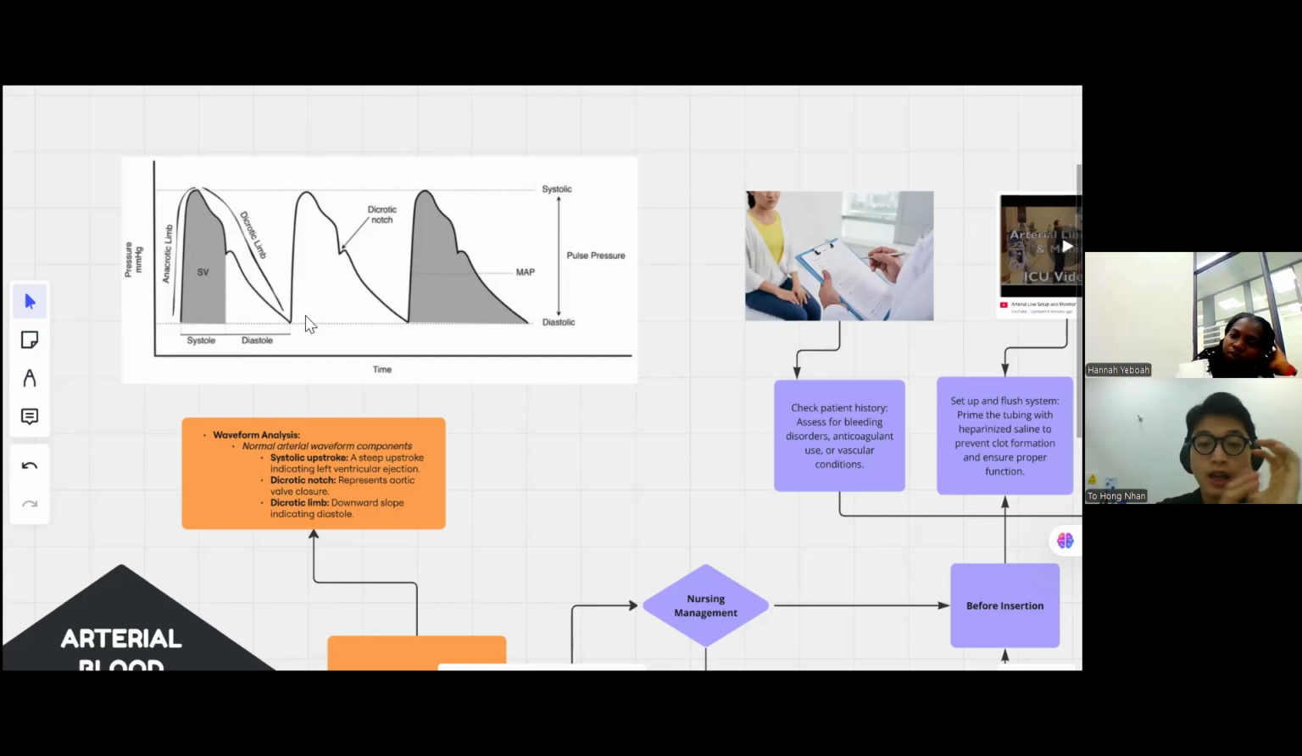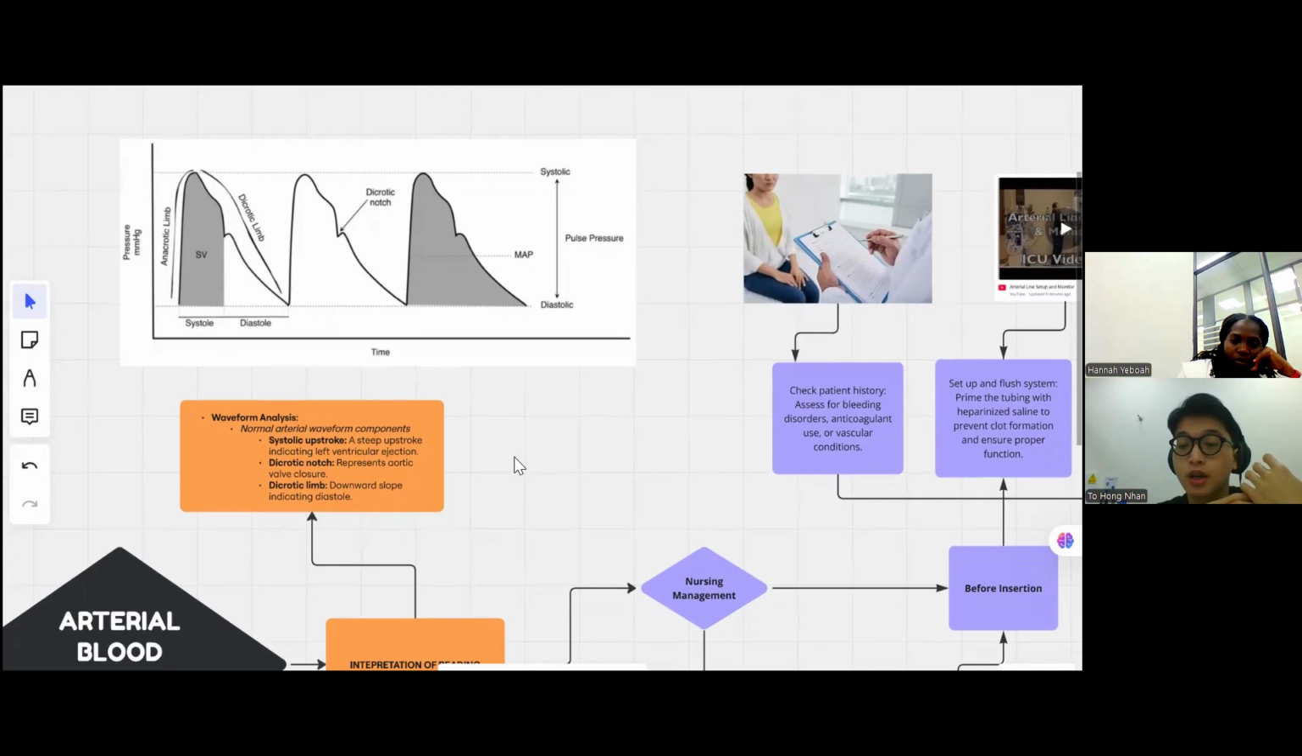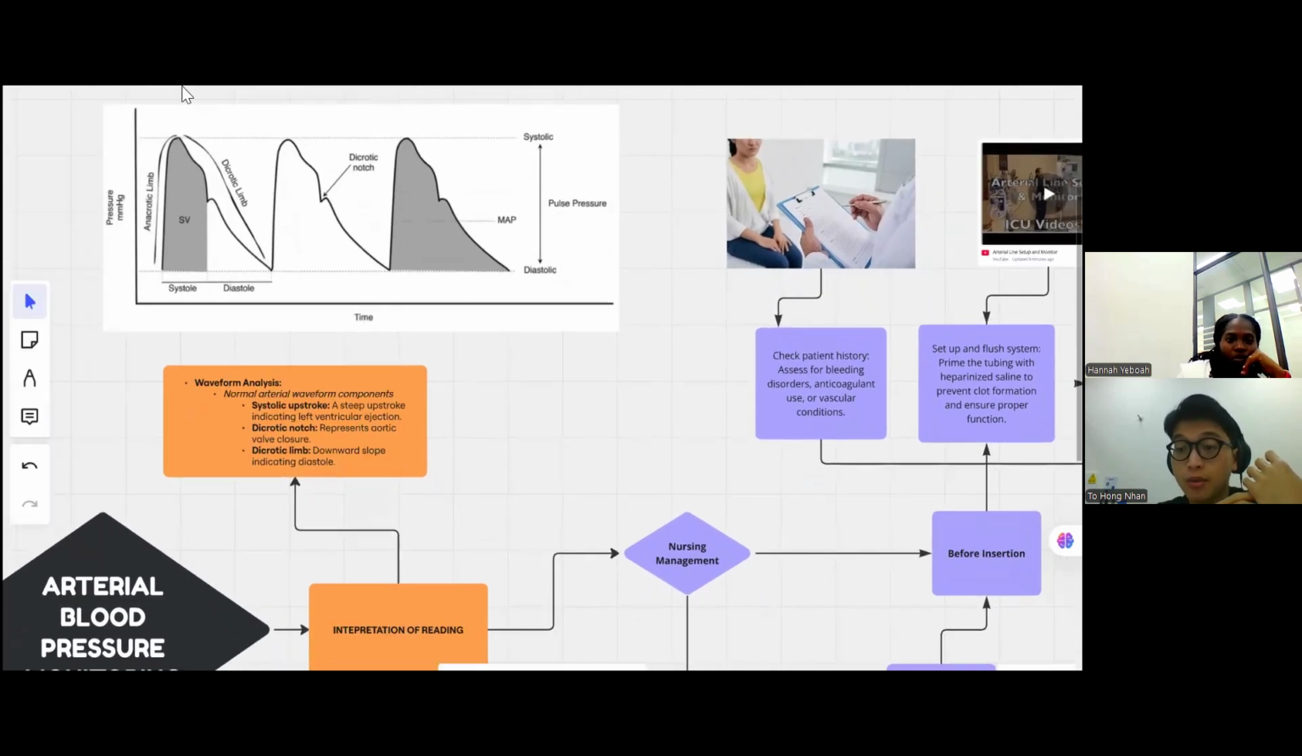So after all of that interpretation, what are the things that we as nurses should be careful about when we take care of our patients with ABP? Next I'm going to hand over to Hannah.